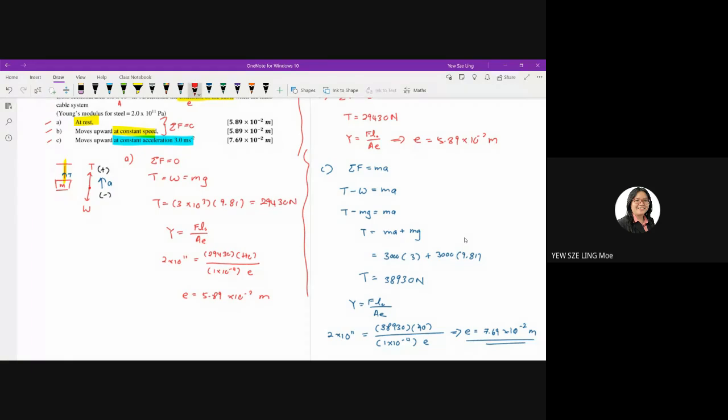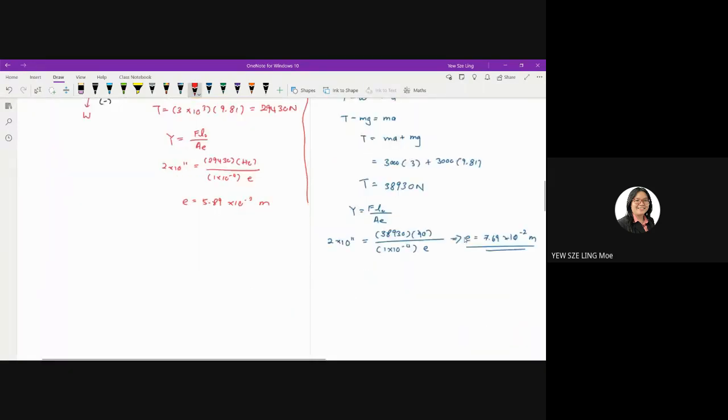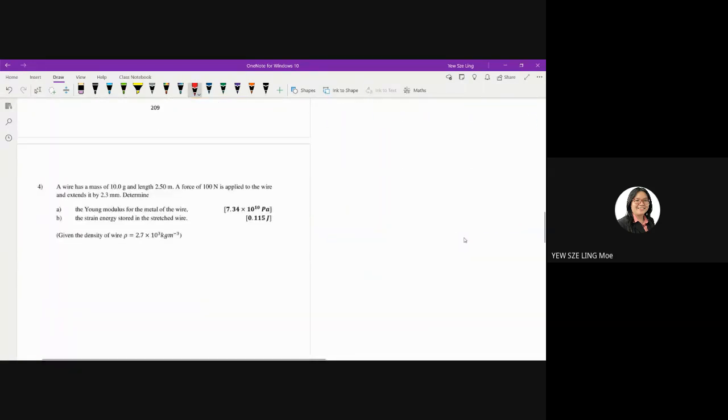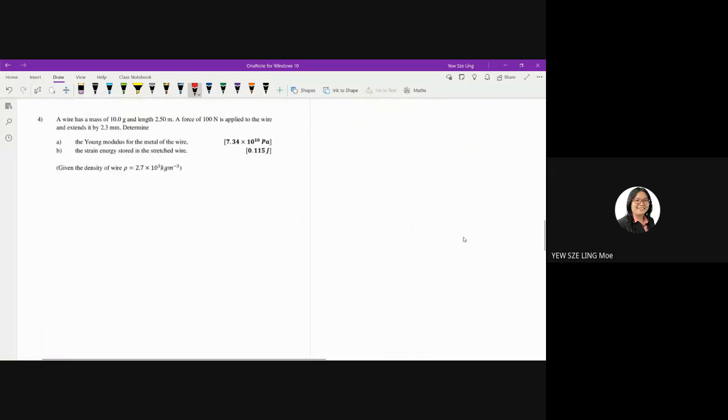Okay, so if done, then let's proceed to the next question. Question number 4: the wire has a mass of 10 grams. If you look at the values given, once again, it's not in SI unit. So this is M. M equals 10 gram, which equals 10 times 10 to the power of negative 3 kg. And then length is 2.5 meter. So this is your L naught.